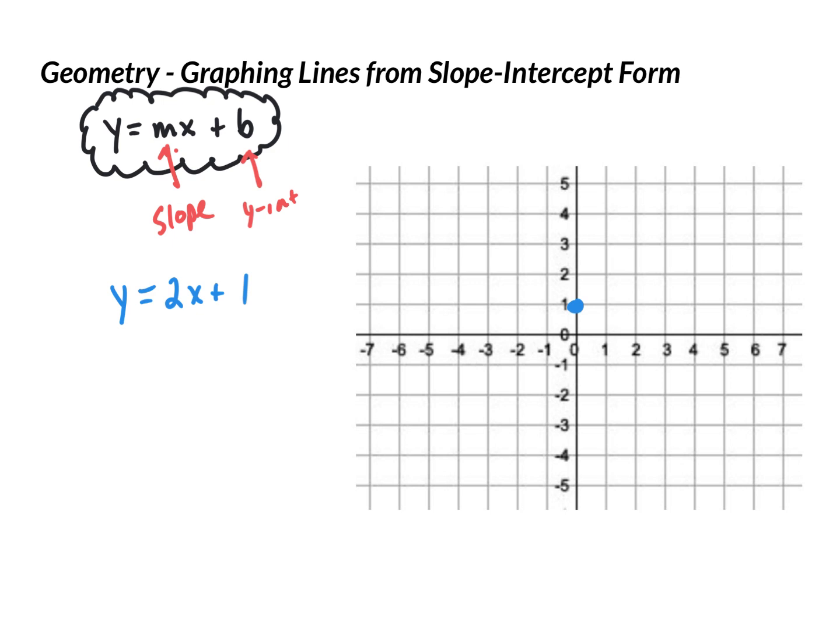Now, how I think about slope, there are a couple of ways to do this. I always think, okay, for every time x goes over 1, we should go up 2. So, for example, go over 1, go up 2. So here's the next point. Go over 1, up 2. Here's the next point. And then we could just connect those, like this.